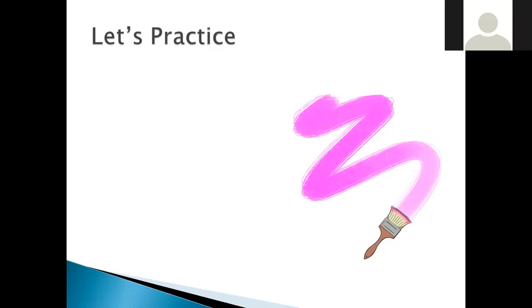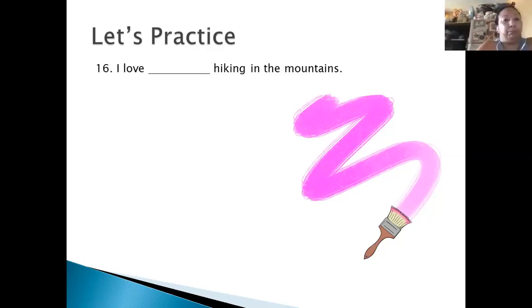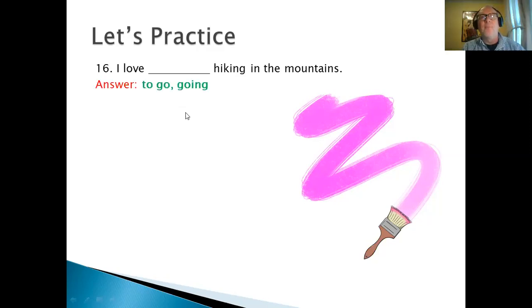All right. Last 5. I love in the mountains. Hiking. Well, we already have hiking here. What do we have before hiking? I love to go, or I love going. No problem. With love, when you say I love, we can use both. I love to go hiking. I love going hiking. No problem. Remember like, love, hate, begin, start, continue. We can use gerund or infinitive. I love to go hiking. I love going hiking.